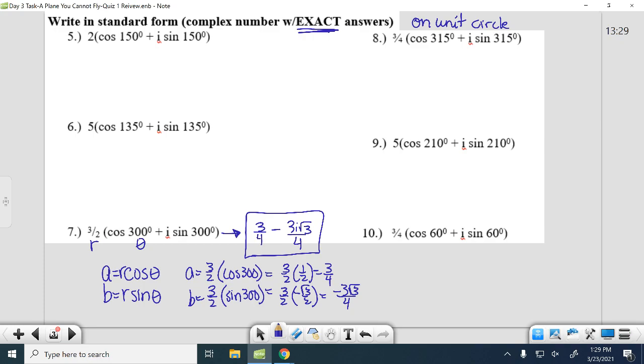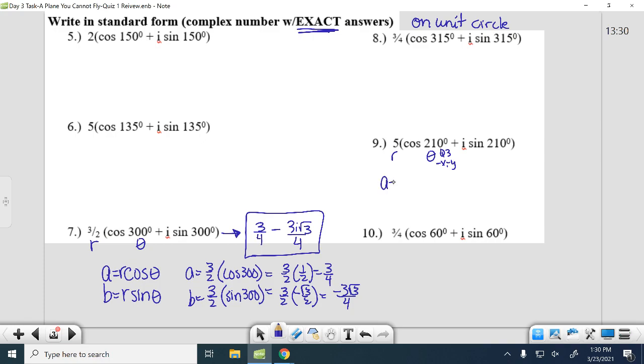And we'll do number 9 next. And you guys can do 5, 6, 8, and 10 and check your work. So we have our r value of 5. We have theta of 210. That is in quadrant 3, so both x and y are negative. Keep that in mind as we go through.